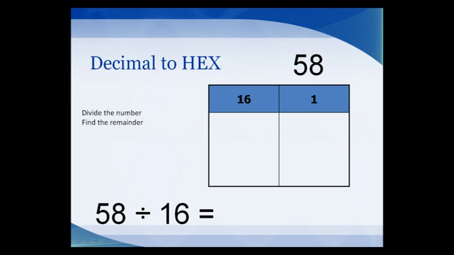So 58 divided by 16 is 3 with a remainder of 10. So 3 goes in the 16's place and 10 goes in the 1's place. Only since it's hex, we don't call that 10, we call it A. So the answer is going to be 3A.